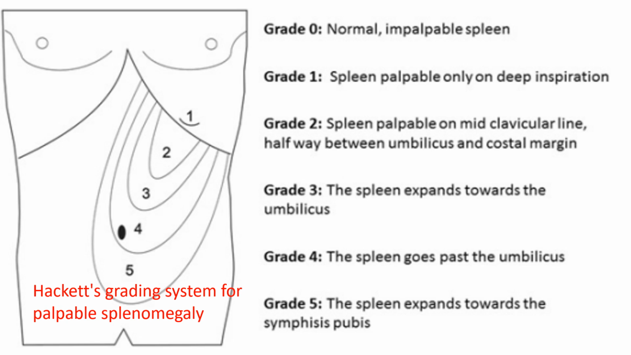Grade 1 is spleen palpable only on deep inspiration, whereas grade 2 is spleen palpable on the mid-clavicular line, halfway between the umbilicus and the costal margin. Grade 3 is when the spleen expands towards the umbilicus, or when it reaches the umbilicus. When it passes the umbilicus, it is grade 4, and when it reaches towards the symphysis pubis, it is grade 5. As we have said, we classify the causes or differential diagnosis of splenomegaly into three.